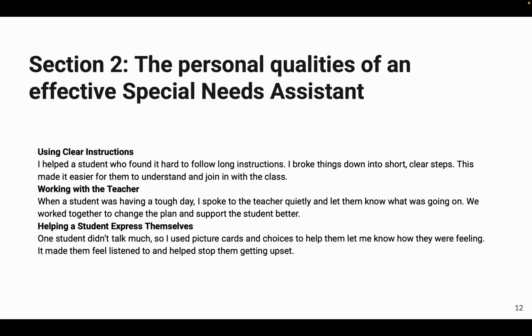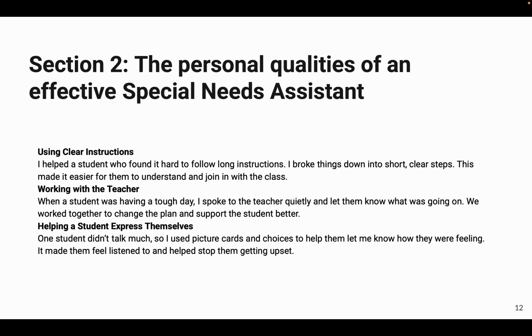Working with the teacher. When a student was having a tough day, I spoke to the teacher quietly and let them know what was going on. We worked together to change the plan and support the student better for the day ahead.